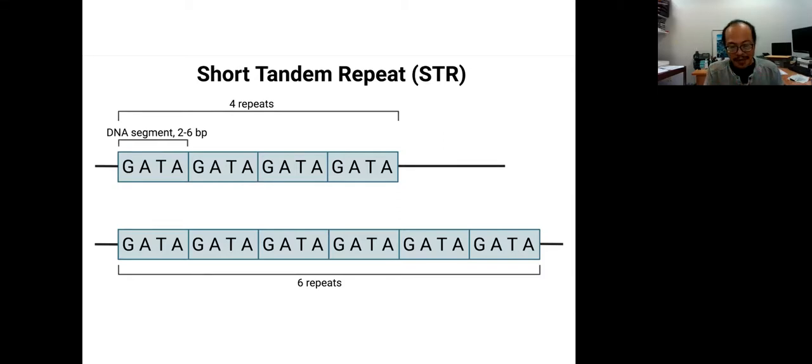These repeats will be kept because nobody would die from it. They don't really generate any protein. So nobody will get sick by having fewer repeats or more repeats. So those codes will be kept in you. And so those codes indicate you're related to your mom or your sister, your brother, your siblings, your aunts, your relatives.